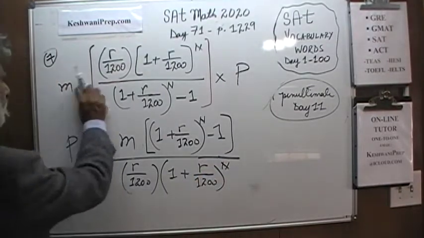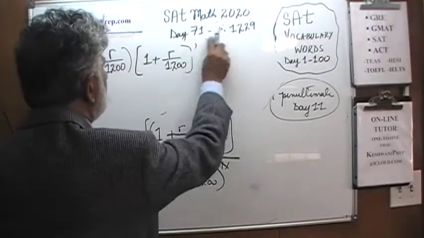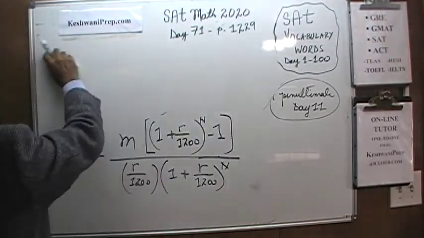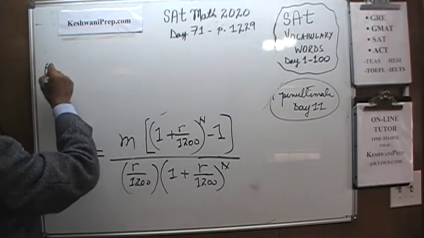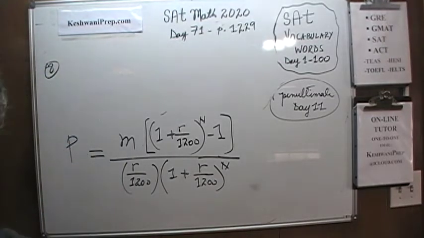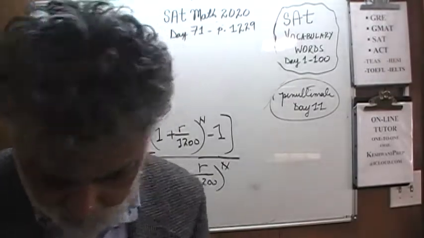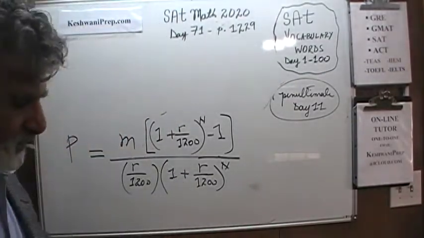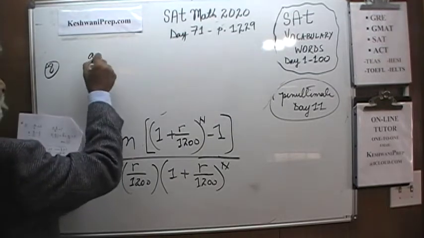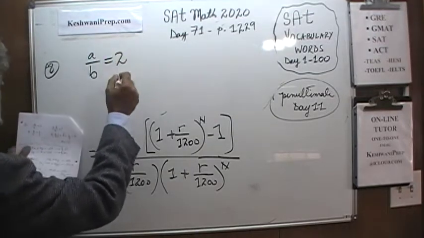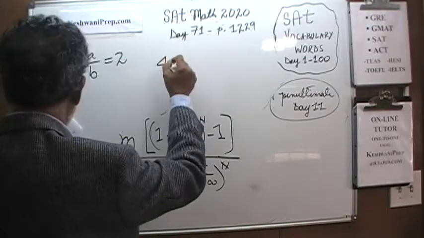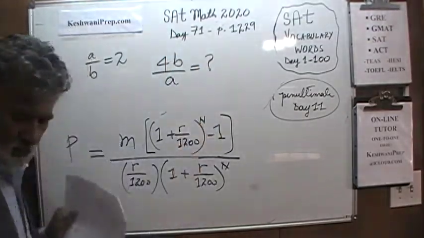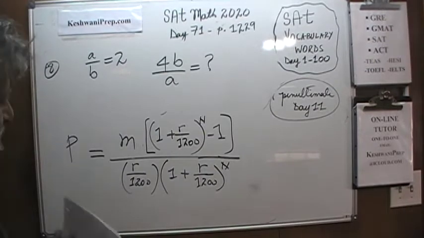Number 8. In number 8, we are told that a over b is equal to 2. The question is, how much is 4b over a? Let's find out, shall we?